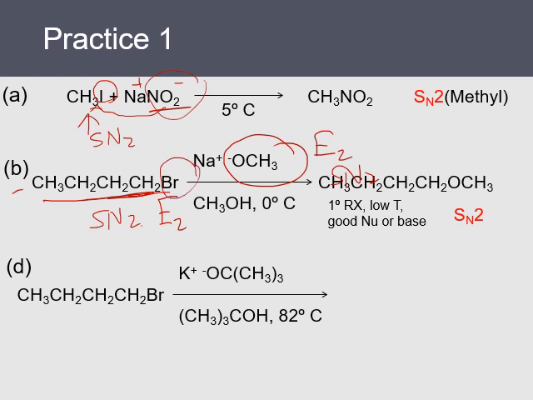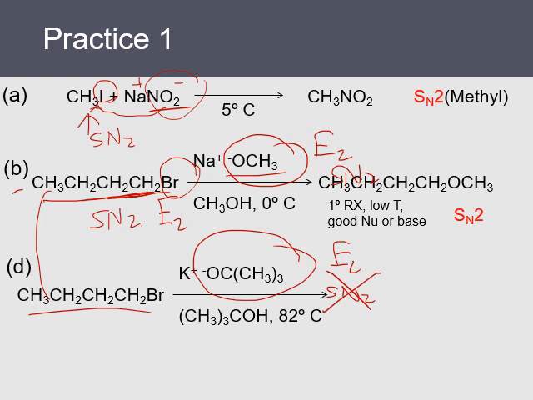replace bromine by methoxide. Now in the last question, the substrate is the same, primary, but the base is a strong sterically hindered base. A sterically hindered base cannot do SN2. SN2 cannot happen. The only possibility is E2. So E2 takes a hydrogen away from this one, the leaving group leaves, and forms a double bond here.